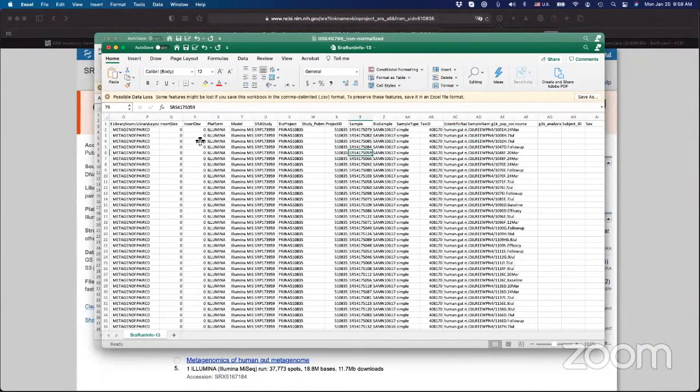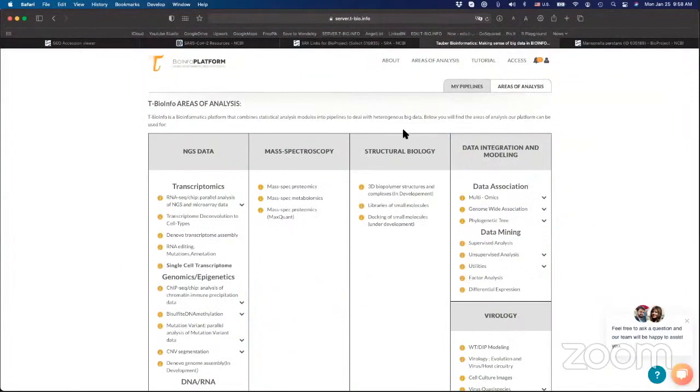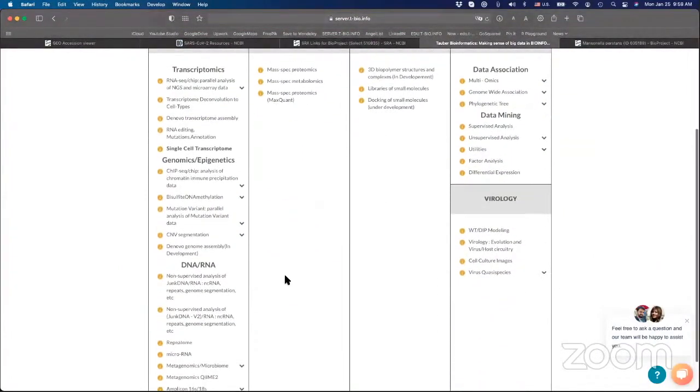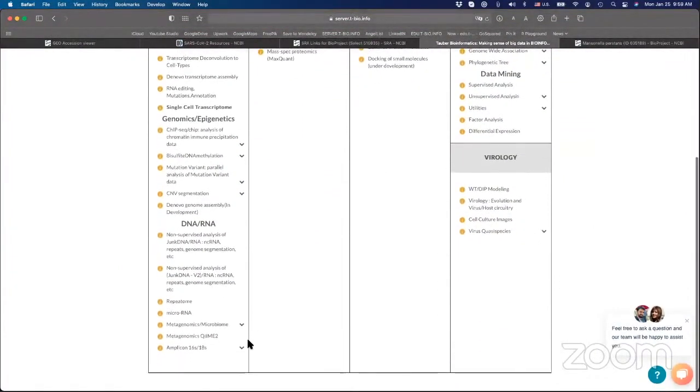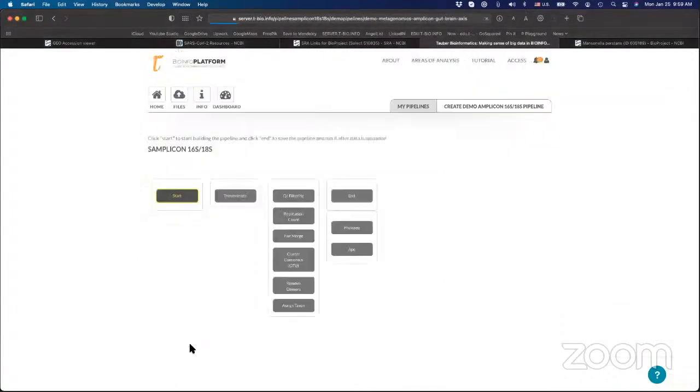Okay, so this table, let's go to the server, could be analyzed with either the DADA2 pipeline right here or QIIME 2. So let's use this amplicon 16S example to see what we can learn from this data set. So here we have a demo of what this pipeline would look like. And so I'll just briefly explain.